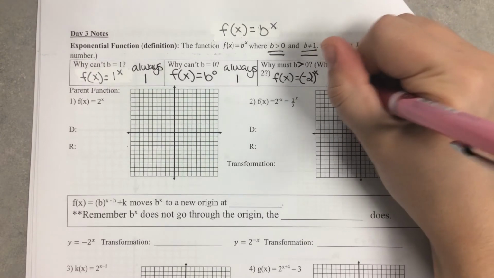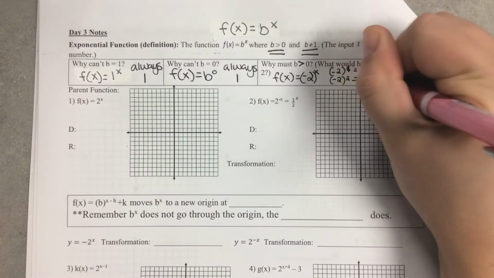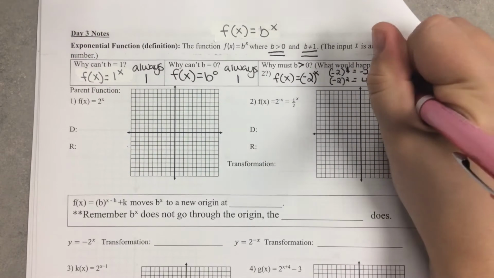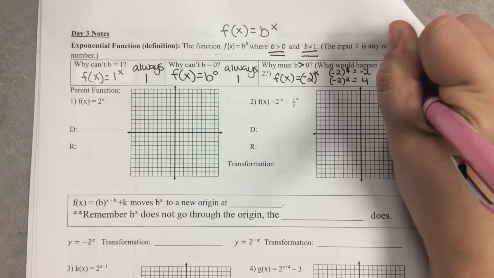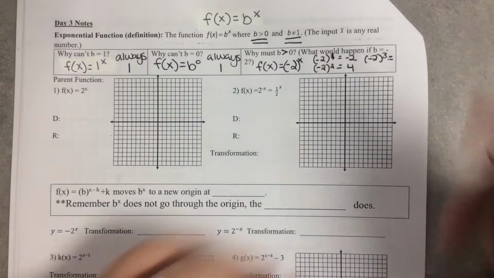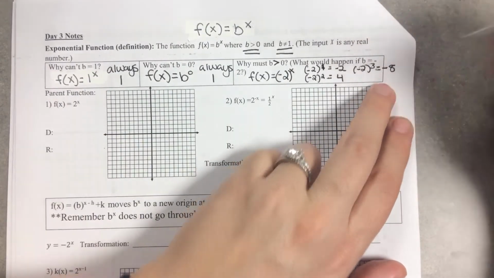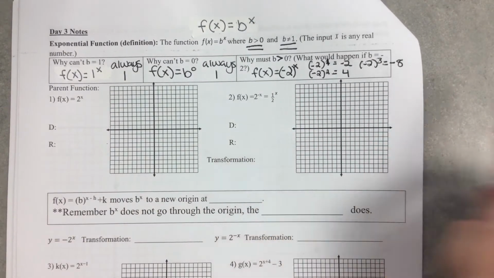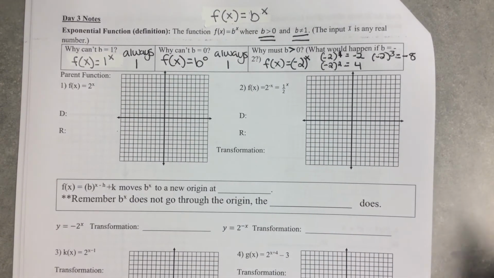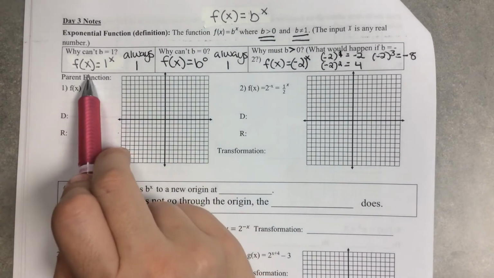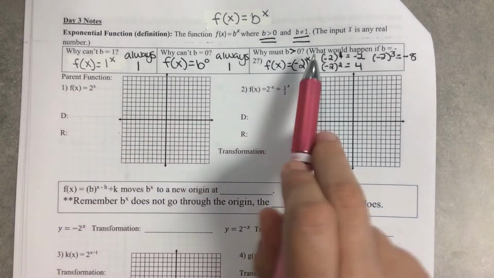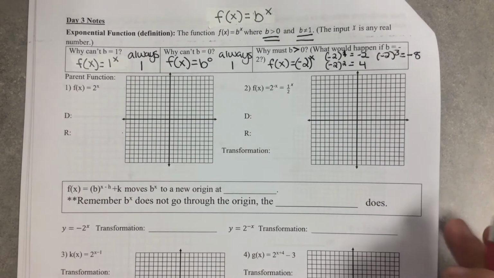But what's negative 2 to the second power? Uh-oh, that's positive 4. And then negative 2 to the third power is going to be negative 8. And what's going to happen is we're going to keep bouncing back and forth from negatives to positives, and again, we won't get those nice curves that we want. So b can't be 1, b can't be 0, and b has to be greater than 0.